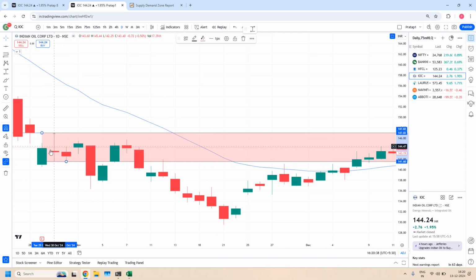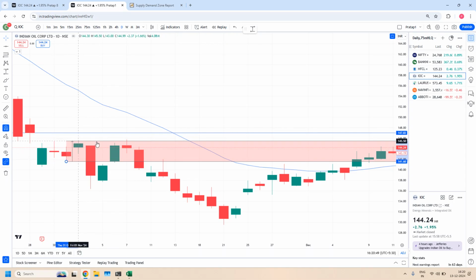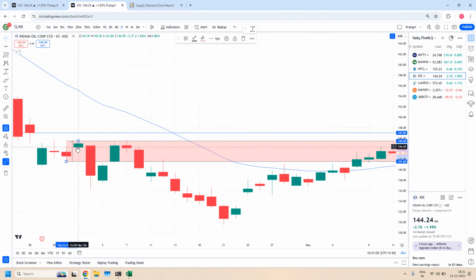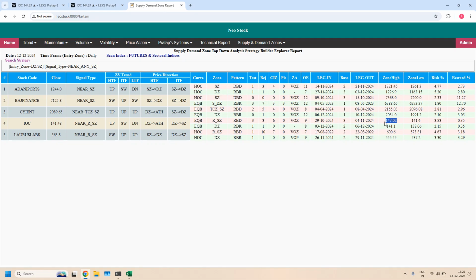Because it is considered a rally candle, extra order flow is added into the zone. What is the extra order flow? Whatever you are seeing up to the blue color line is the extra order flow. Because this extra order flow has come, our software immediately says the zone high is not the high of this candle, 145.50 paisa. The software says the actual zone high is 147.02 paisa.